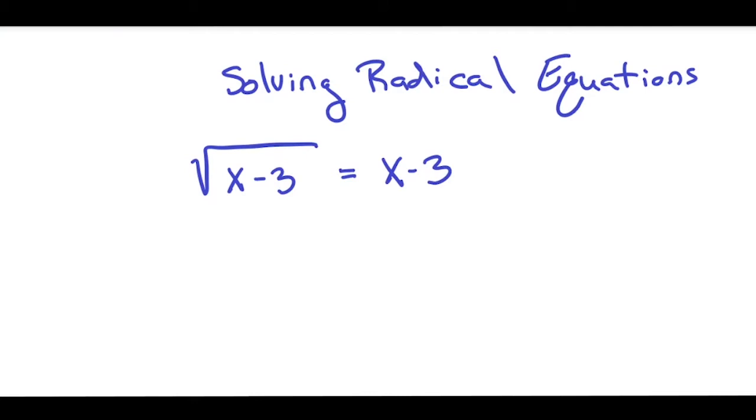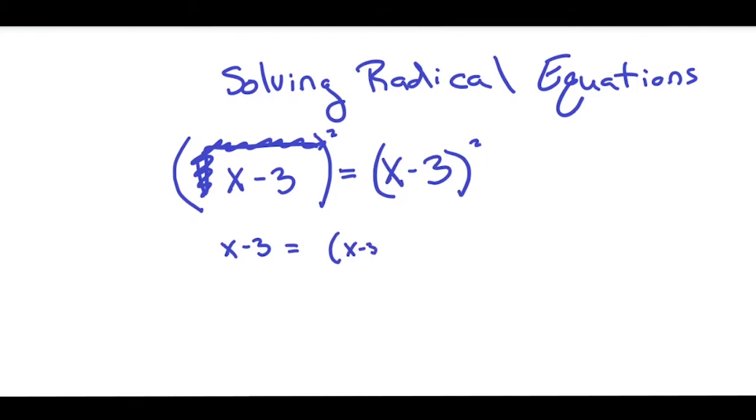Well, the way you solve this radical equation is you need to square both sides of the equation. So I'm going to square this side of the equation, and I'm also going to square this side of the equation. And what that's going to do is get rid of the radical sign here. So I'm left with x minus 3, and on the right side, I am left with x minus 3 times x minus 3.